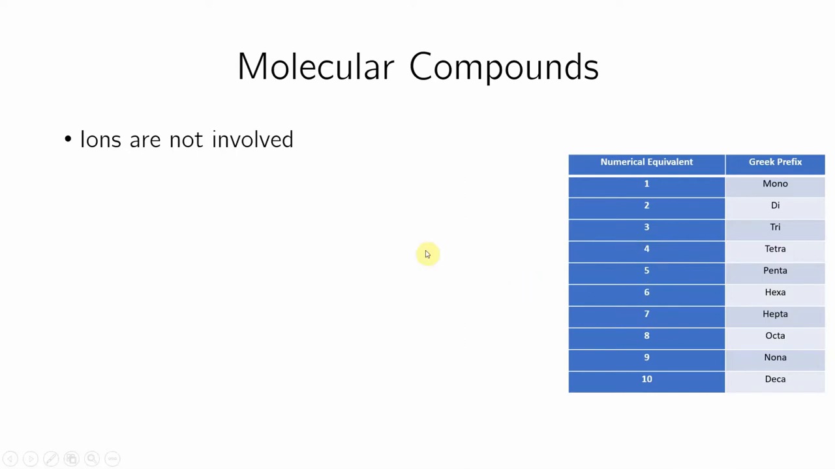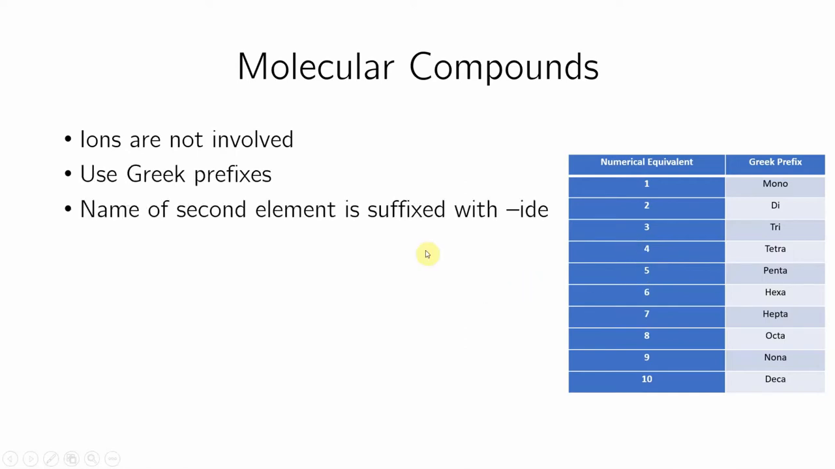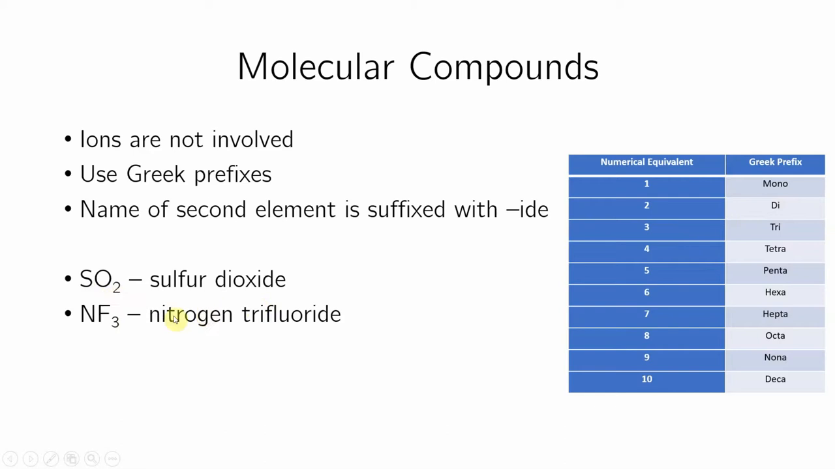We need this. And we're going to use Greek prefixes, and we're going to name the second element. We're going to put the "ide" at the end, just like we did before, but we're going to use Greek prefixes for stuff. So SO2, I recognize as a molecular compound. So this is going to be sulfur. This is going to be oxide, okay, sulfur oxide, but I need to put the subscript as a Greek prefix. Okay, so it's 2, so sulfur dioxide.